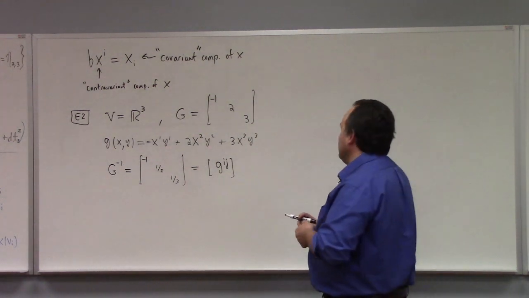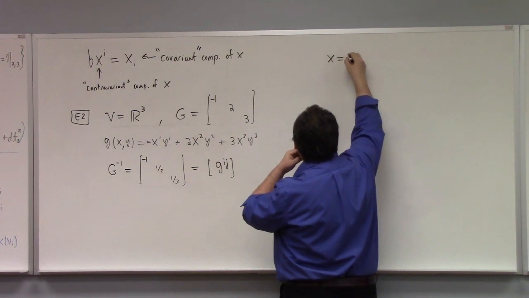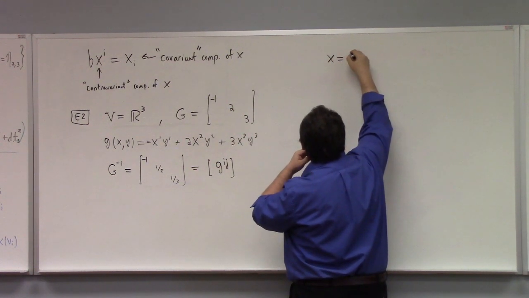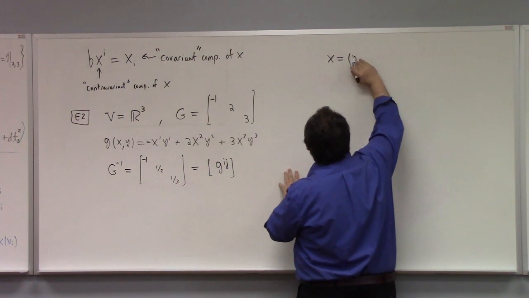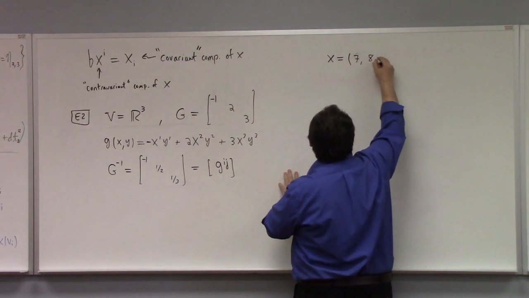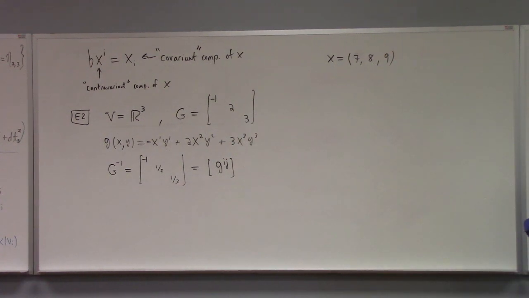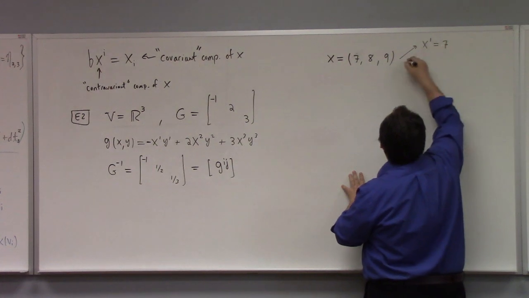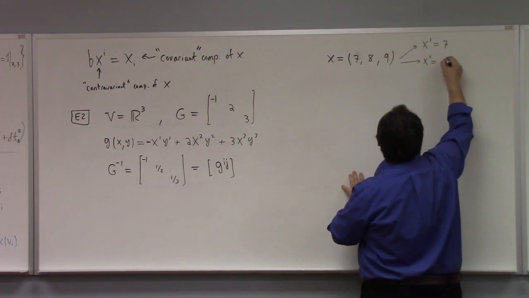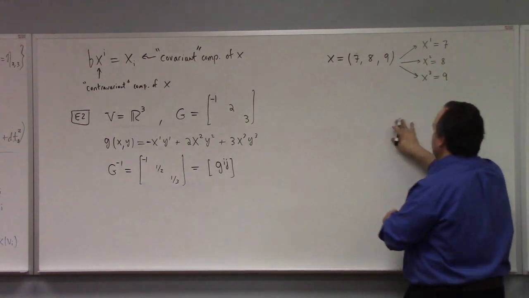Let's look at a specific example. Give me whatever vector you'd like. I'm going to take that and replace it with 7, 8, 9. So what are the contravariant components of X? X1 is 7. X2 is 8. X3 is 9.